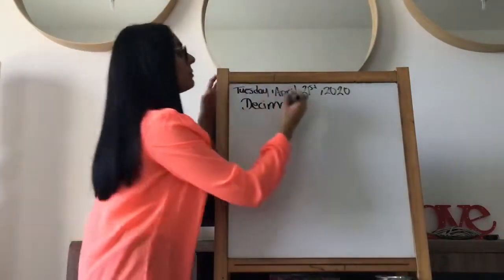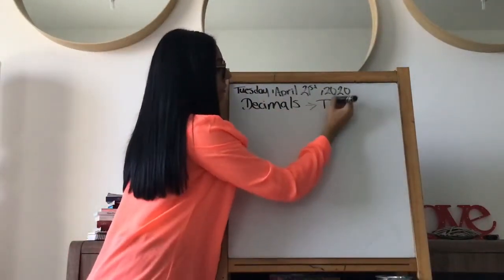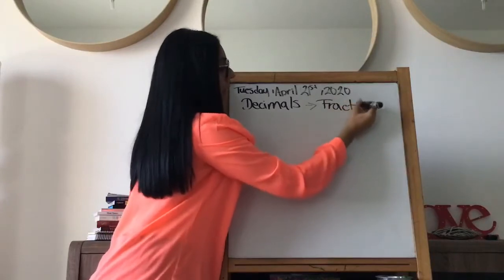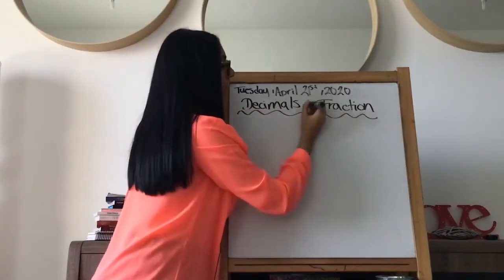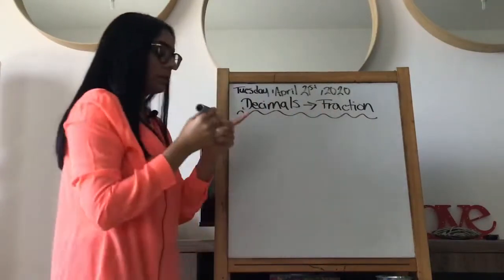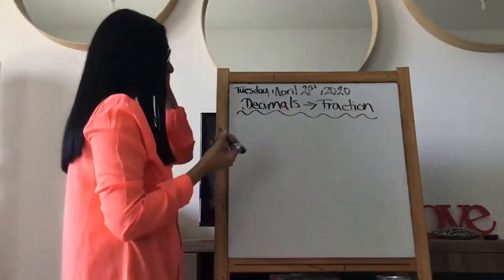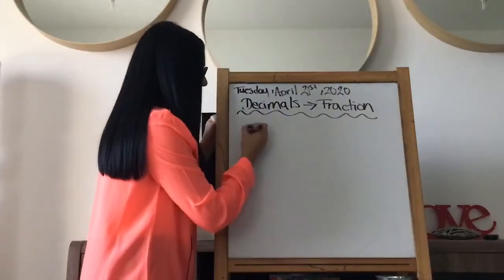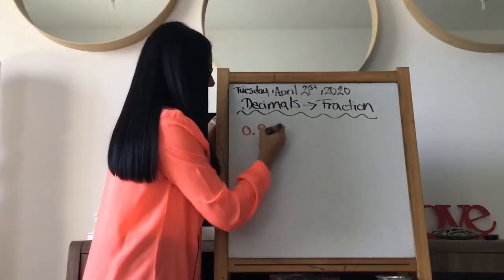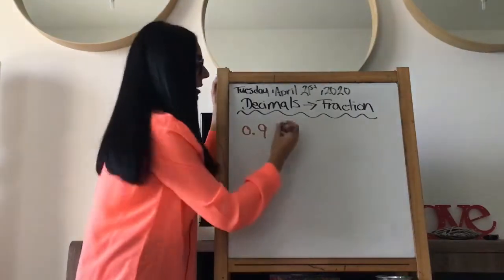First is when we're going from decimals to fractions. And then obviously the second one will be going from fractions to decimals. So how can I go from a decimal to a fraction? And this is easy. I think this one was really easy for a lot of us. If I have 0.9, that's my decimal. How do I make that into a fraction?